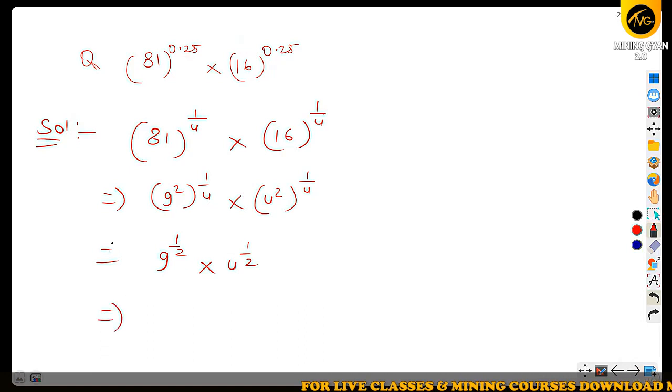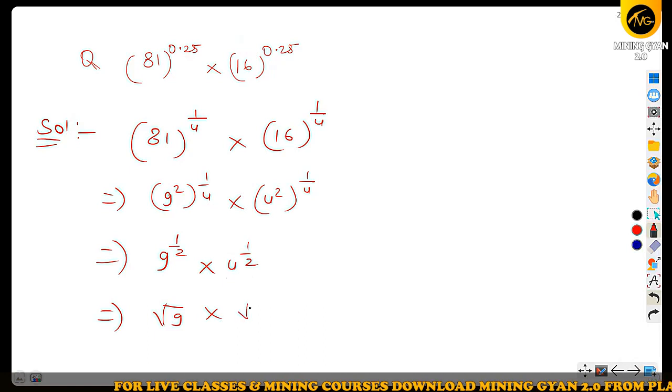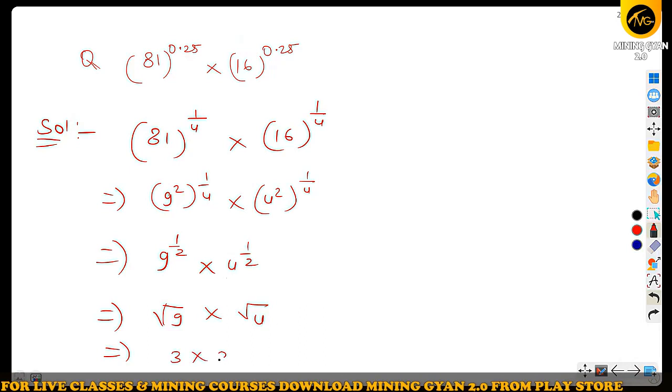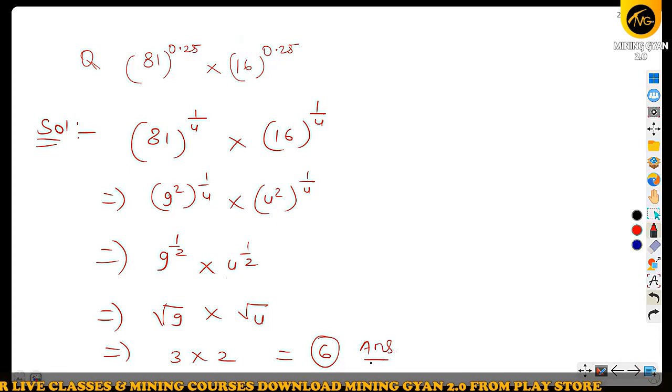Now we can apply the basic formula of surd. That means this is the root of 9, root 9. Now 4 is again root 4. Similarly, we can write root 9 is equal to 3 and root 4 is equal to 2. Now the answer is 6. 3 into 2 is equal to 6 is the answer.